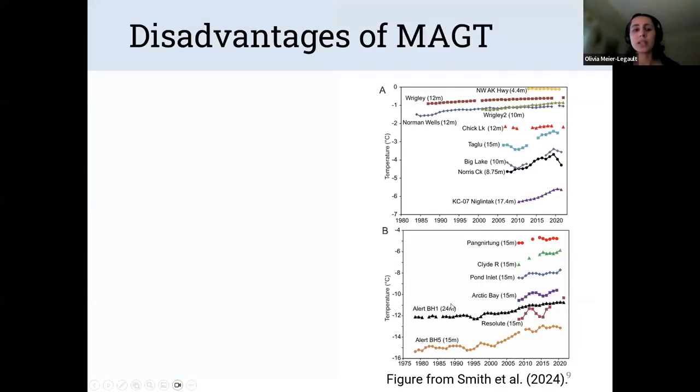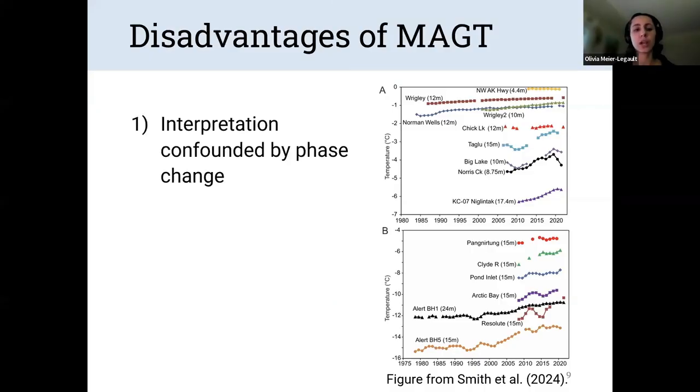And so this really brings us into some of the disadvantages of using mean annual ground temperature as a metric when you're interested in knowing how permafrost is thawing. And so these disadvantages are often acknowledged, this isn't anything new. In the first case, the first limitation of mean annual ground temperature is that the interpretation is confounded by phase change. So if we look at this figure again, you'll notice that at the warmer borehole sites, so again, the y-axis here is temperature, so near to 0 degrees, the slopes that you see are reduced relative to those that are in colder permafrost.